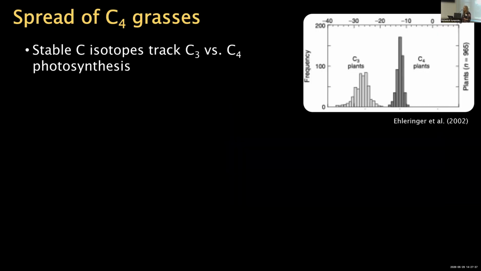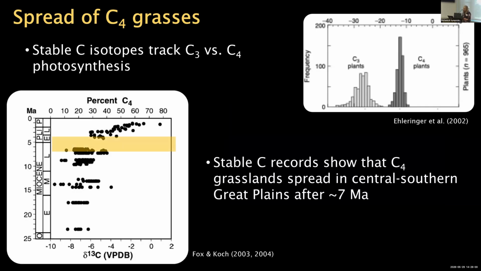As luck would have it, we can actually study the spread of C4 biomass or C4 plants, which is typically C4 grasses, using stable carbon isotopes, because the way that C4 grasses select carbon during photosynthesis is they're less selective than C3 plants, so we can get a different signal isotopically. And so people have used these stable carbon isotope records in the Great Plains, and time is here on the y-axis again, and then percent C4 on the x-axis.